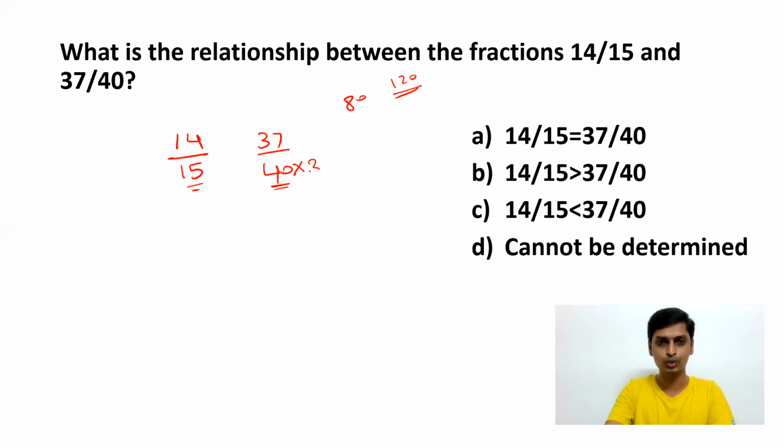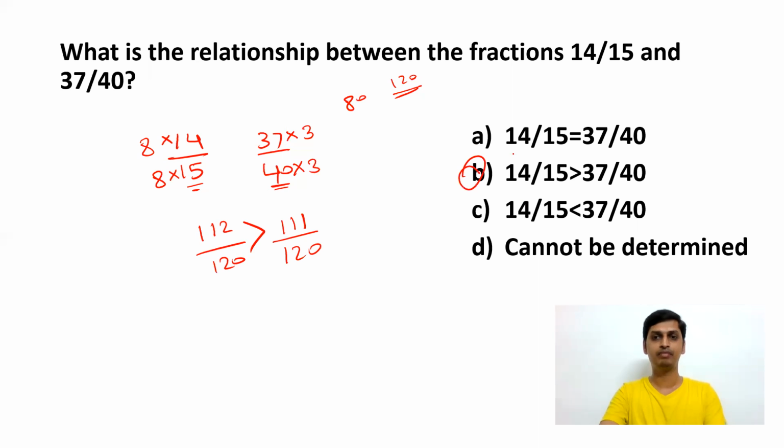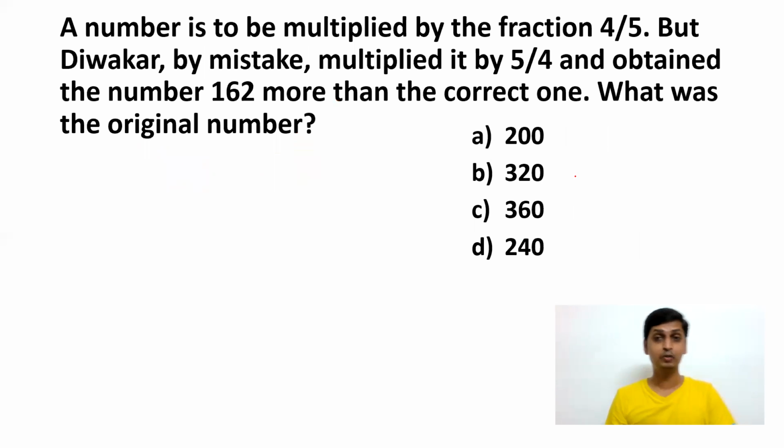So 40 into 3 is 120 and 37 into 3. Similarly, 15 into 8 is 120 and 14 into 8. Now multiply this. 37 into 3, you get 111 divided by 40 into 3, which is 120. 8 into 14, you get how much? It is 80 plus 32, you get 112 divided by 120. So definitely 112 is greater than 111, right? So which option will you choose? Option B, 14 by 15 is greater than 37 by 40, right? So this type of question is easy, so we don't want to waste much time here. We go to the next question.